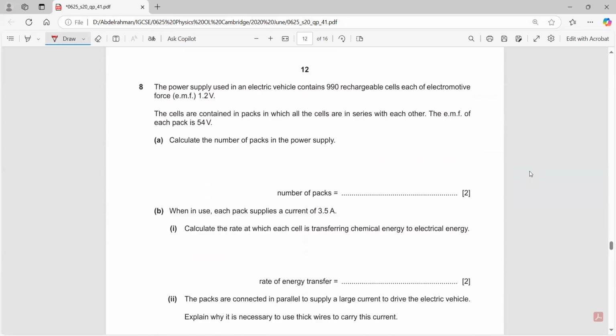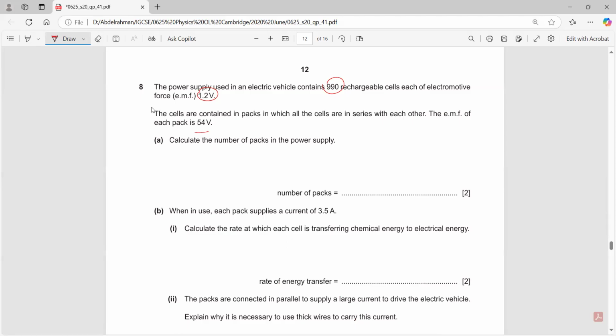The power supply used in an electric vehicle contains 990 rechargeable cells, each of an electromotive force of 1.2 volts. The cells are contained in packs which are all in series. The EMF of each pack is 54 volts. Can I find the number of packs? Yes, I can find the number of packs.